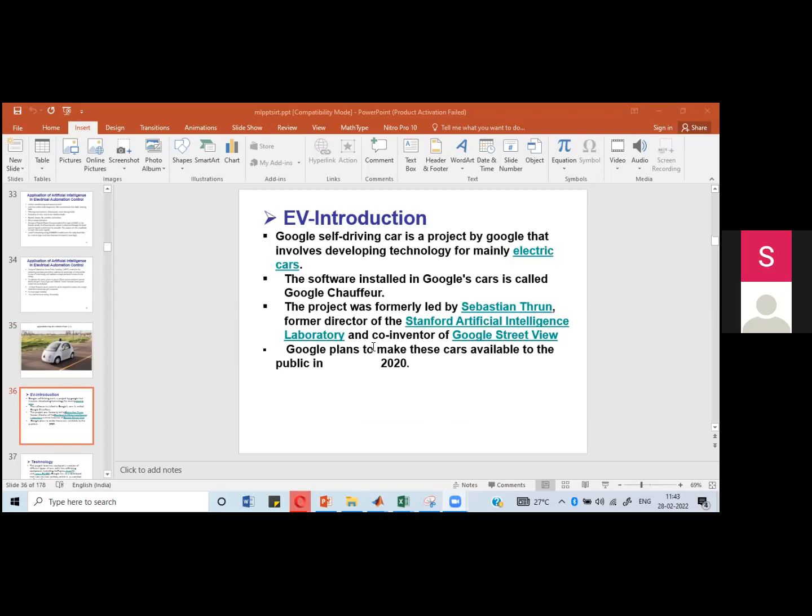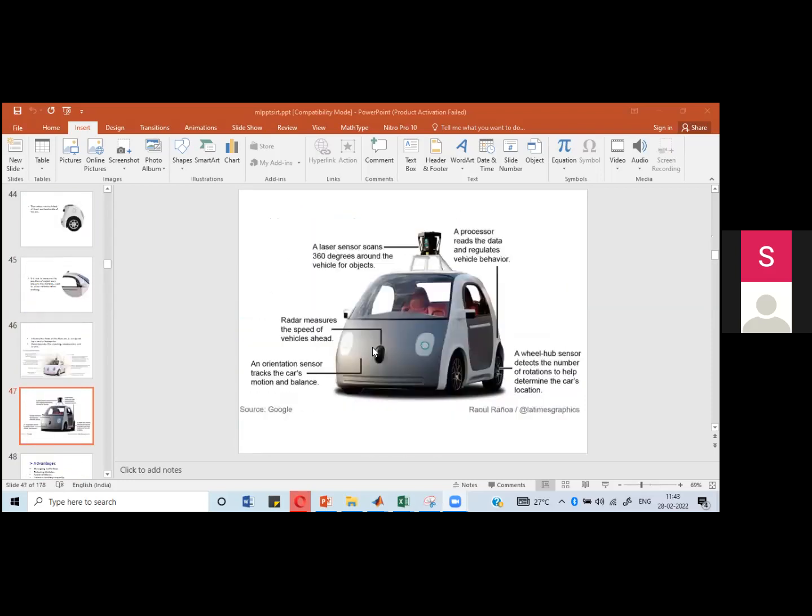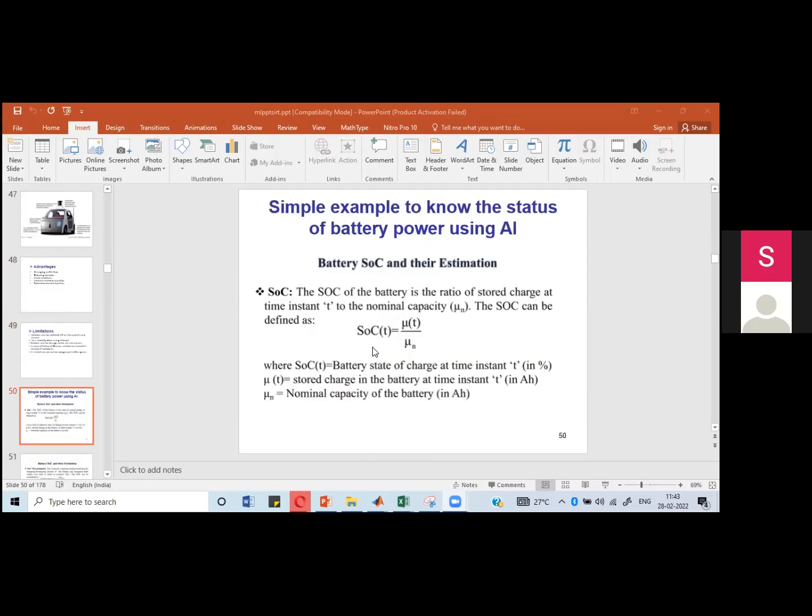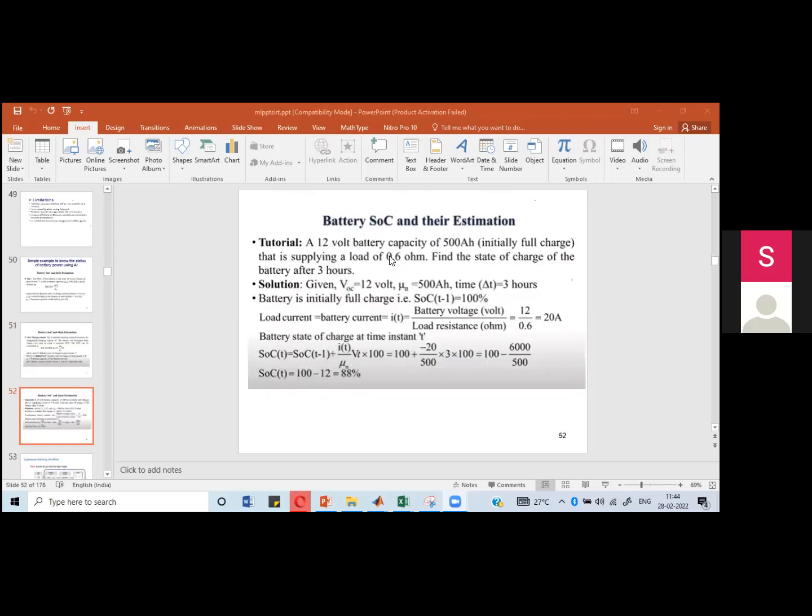Okay, so electrical vehicle, we'll see that. Suppose for the electrical vehicle, you want to design a battery that indicates the power, how much power has remained after 1 hour or 2 hours. So SOC, state of charge, how will you find that? If the voltage is this, current is this, and load is this, then after 3 hours, how much power will be consumed, and what will be the percentage of power contained by the battery? Simple. This is the SOC equation: stored charge in the battery at a particular time divided by the total charge. Take one example: you have a 12-volt battery with a capacity of 500 Ah, initially fully charged, and you are supplying a load of 0.6 ohm, then after 3 hours, how much percentage of the battery will remain?